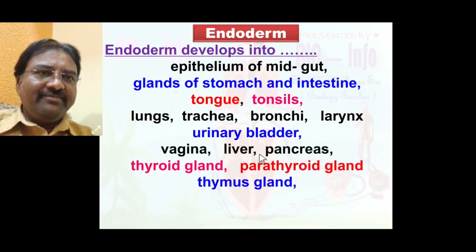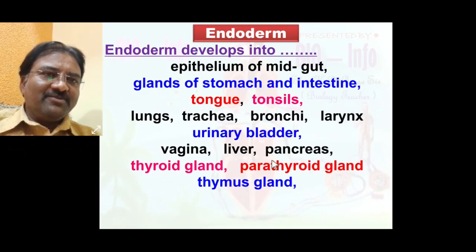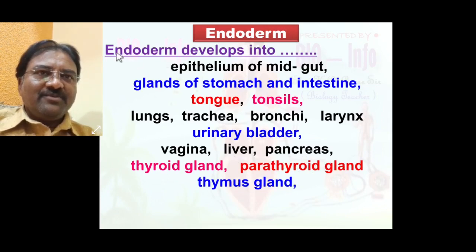Vagina, liver, pancreas. We will discuss the vagina in detail. Liver and pancreas are digestive glands. Pancreas is also a very important gland, with an exocrine part as well as an endocrine part seen inside it. So liver, pancreas, and vagina are also of endoderm origin.